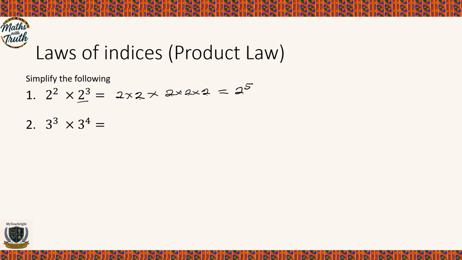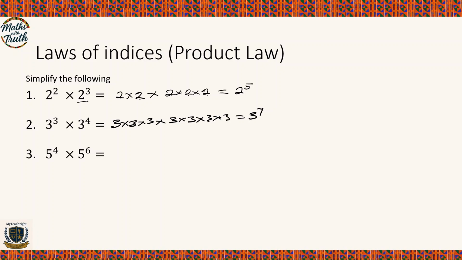Then we have the second one. So we have 3 multiplying itself 3 times, so we have 3 times 3 times 3. Times 3 multiplying itself 4 times. We have 3 times 3 times 3 times 3. What would that be? 1, 2, 3, 4, 5, 6, 7. 3 multiplying itself 7 times. So 3 exponent 7.